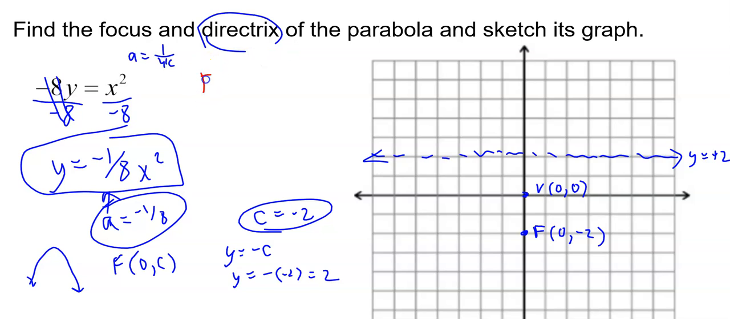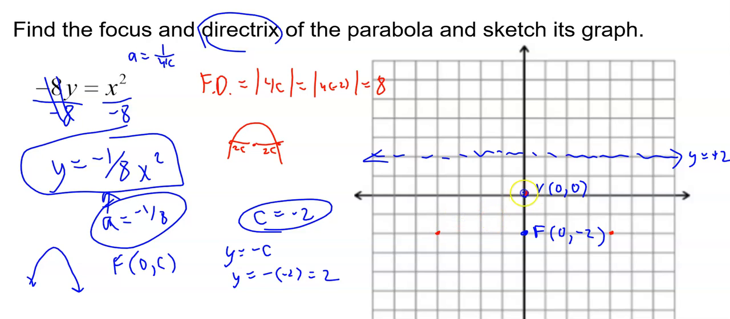Okay, so the formula for focal diameter, if you wrote it down a few minutes ago, is the absolute value of 4C. So that is the absolute value of 4 times negative 2, which is positive 8. Remember, the focal diameter is set up this way: here's the focus point, and here are the endpoints. It's 2C in each direction. So 4C is 8, so I'm going to go 4 units in each direction. Starting at the focus, we go 1, 2, 3, 4 points to the right, and 2C, or 4 points, to the left.